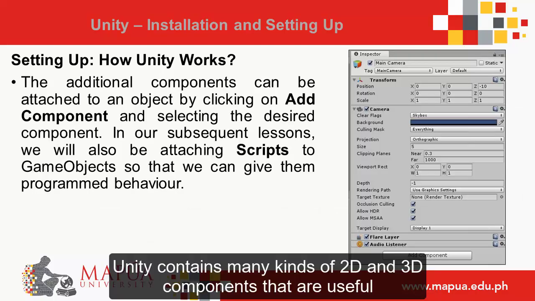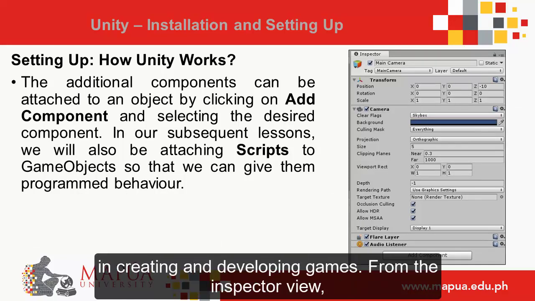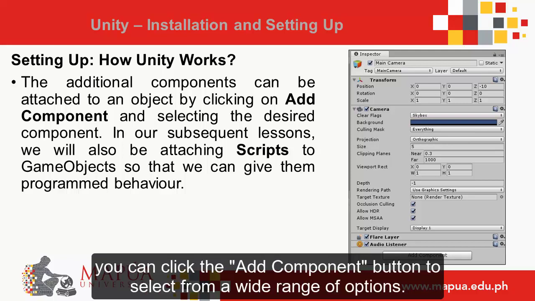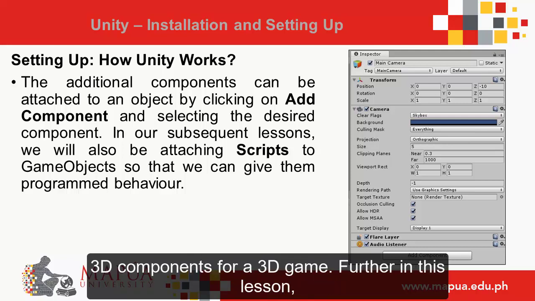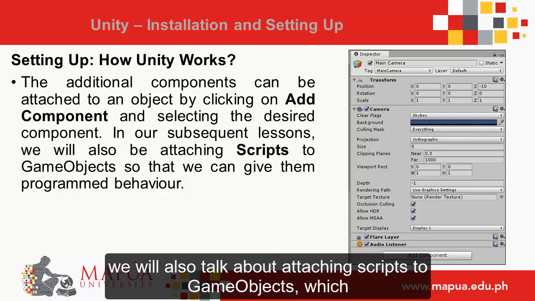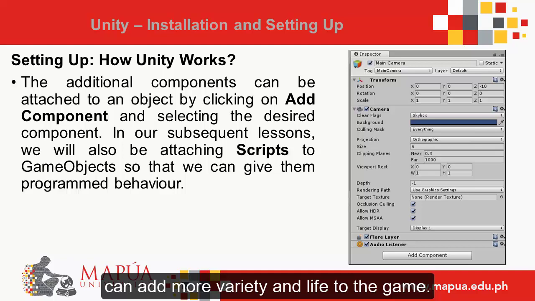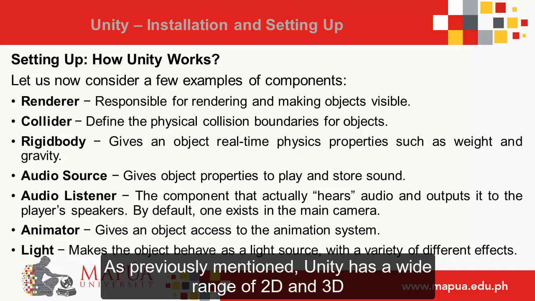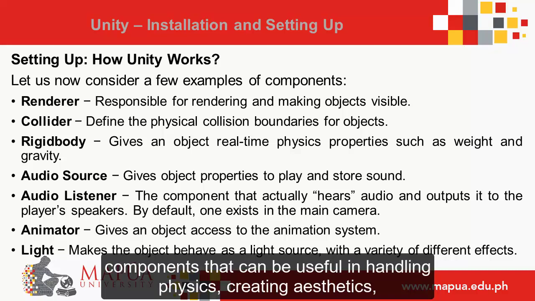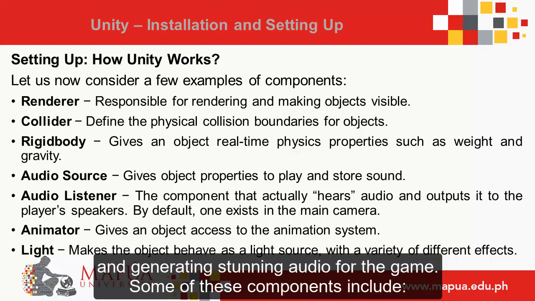Unity contains many kinds of 2D and 3D components that are useful in creating and developing games. From the inspector view, you can click the Add Component button to select from a wide range of options. Make sure that you are adding 2D components for a 2D game, and 3D components for a 3D game. Further in this lesson, we will also talk about attaching scripts to game objects, which can add more variety and life to the game. As previously mentioned, Unity has a wide range of 2D and 3D components that can be useful in handling physics, creating aesthetics, and generating stunning audio for the game.